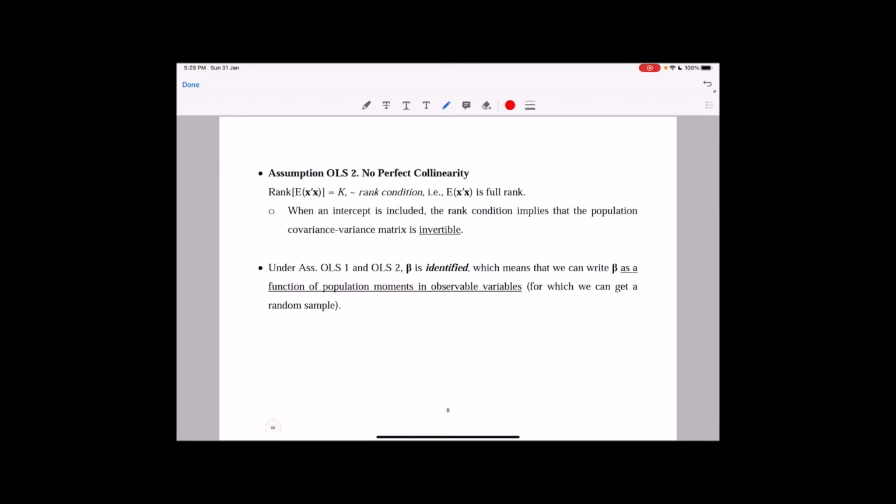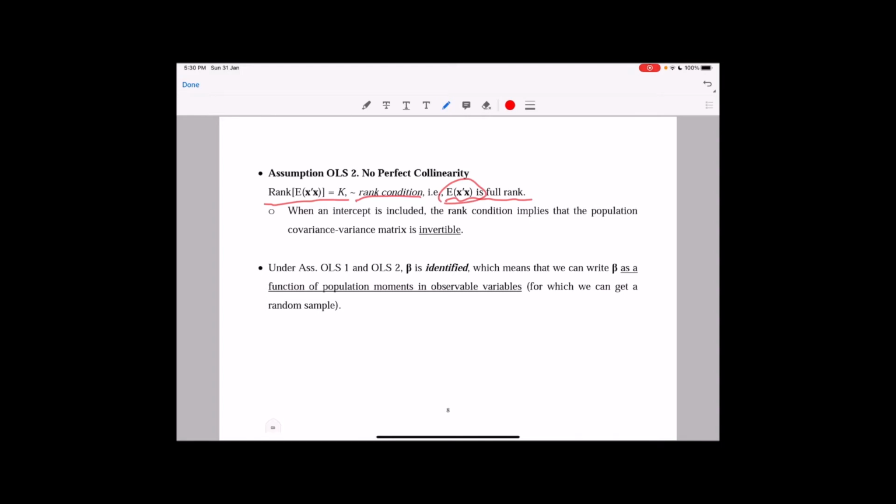In matrix notation or in vector notation, that requires the rank of the covariance variance matrix equals k. This is also called the rank condition. That means E[x'x] needs to be full rank. And this essentially is the covariance variance matrix.